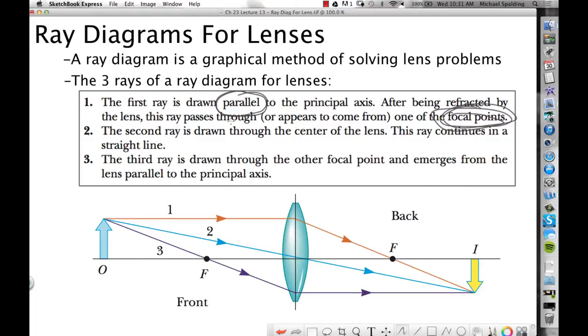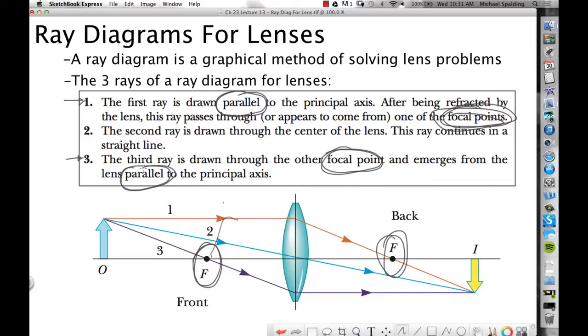Now what's going to make this trickier than mirrors, guys? How many focal points do we have? Two. So how do you know which focal point? We'll talk about that in a second. Now, let's skip to ray number three. We talked about ray number one. Let's go to ray number three on the list. Ray number three goes focal point and then parallel. So similar to mirrors, with mirrors we were like, okay, parallel, focal point, parallel. That covers two of the rays. So same thing going on.